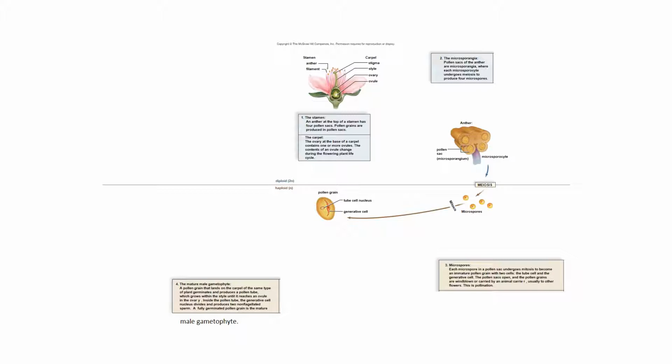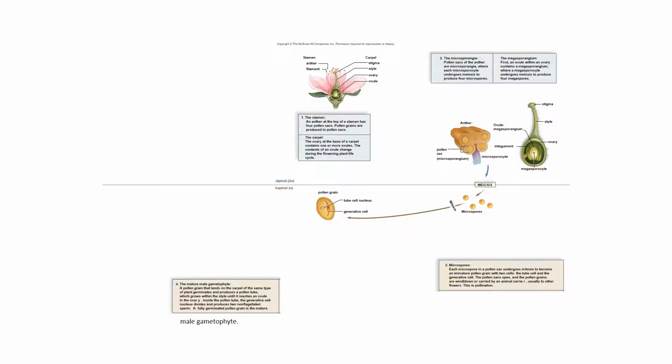Now, these mature male gametophytes, basically, these pollen grains are going to land on the carpel, okay, and germinate and produce the pollen tube, okay, which is going to grow until it reaches an ovule in the ovary. Okay. And a fully germinated pollen grain is actually the mature male gametophyte.